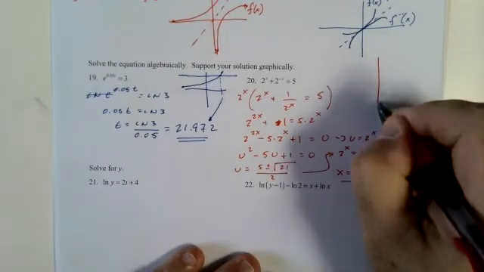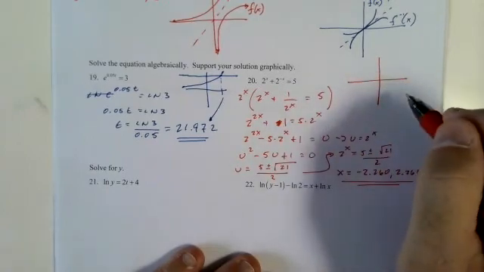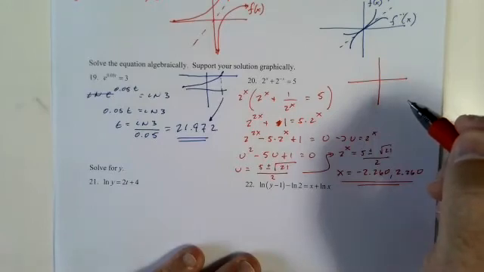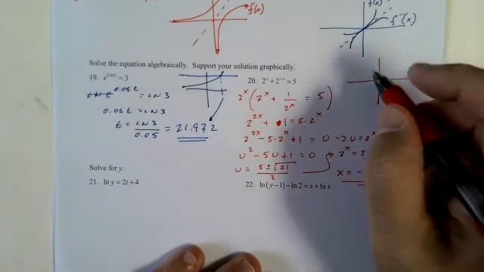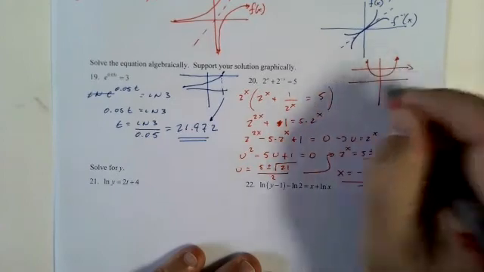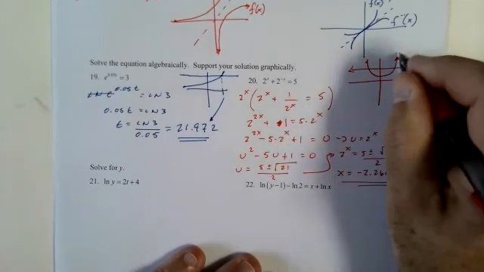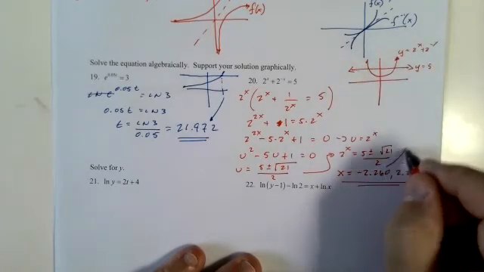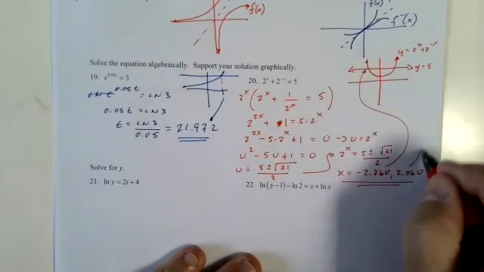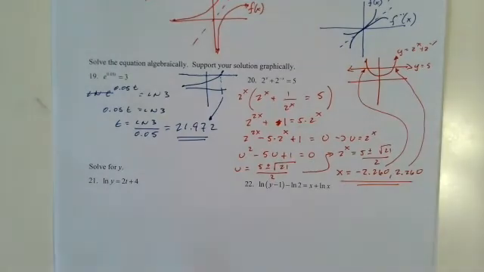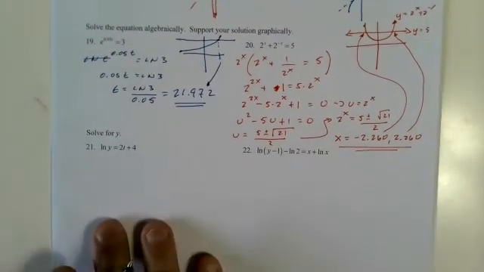Graphically, 2 to the x plus 2 to the negative x. Another mistake in my answer key. And y equals 5, y equals 2 to the x plus 2 to the negative x. And there's our two spots. Here's one of them. Here's the other one. X values, of course. Whew. Now, are we ever going to use that?